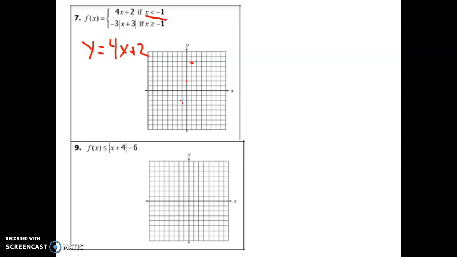I'm going to do that again. Down 4 and to the left 1. Okay, so I got a total of 4 points. Now, before I draw my line, I only care about the x values less than -1. So at -1 on the x-axis, I have a point here. Well, less than -1 means it does not include that value. So instead of a solid dot, I really need an open dot. I need an open dot at -1.